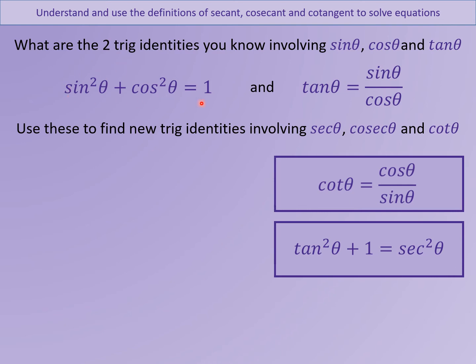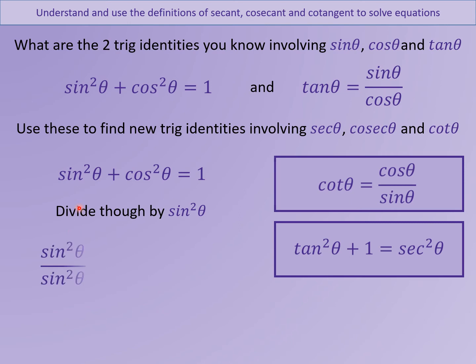And to get the last one for now, what I'm going to do is the same trick again. I'm going to start with sine squared plus cos squared equals 1. And I'm going to divide through by sine squared. So I get sine squared over sine squared, cos squared over sine squared, 1 over sine squared. Right, and let's go through.